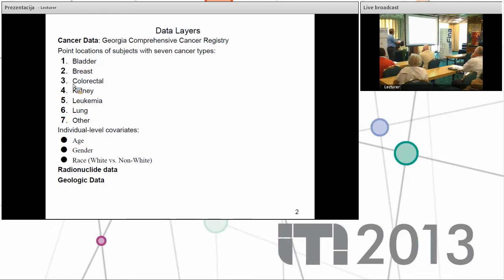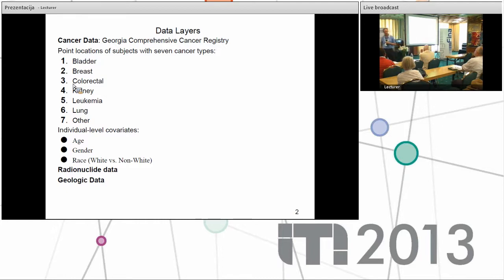This first slide looks at the different cancer layer indicators, and what we have is actually the point locations of subjects who had bladder, breast, colorectal, and so on, different types of cancers. We also have this other category which covers a lot of the rarer cancers, but there's actually a pretty substantial number of those in this data set. So for each of these cancers, we have the point locations.